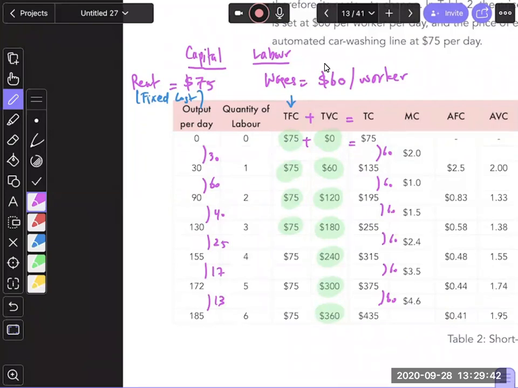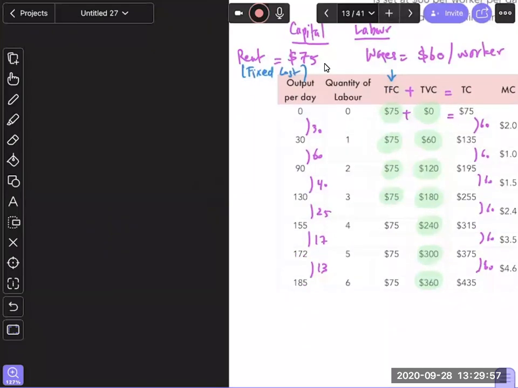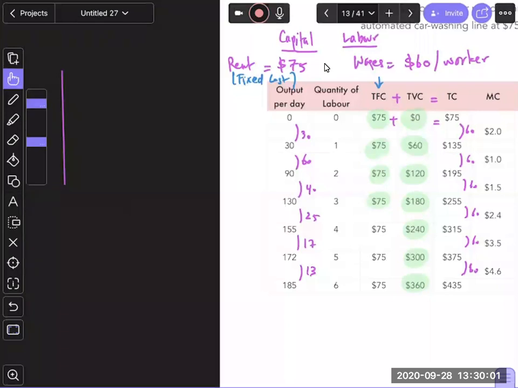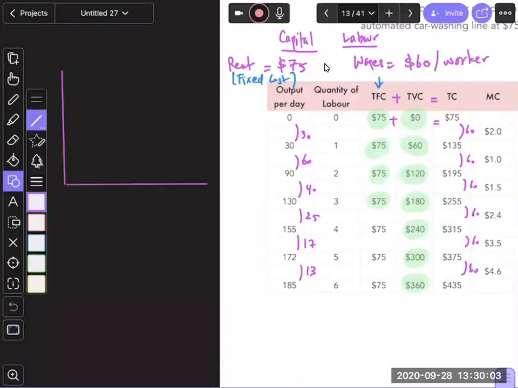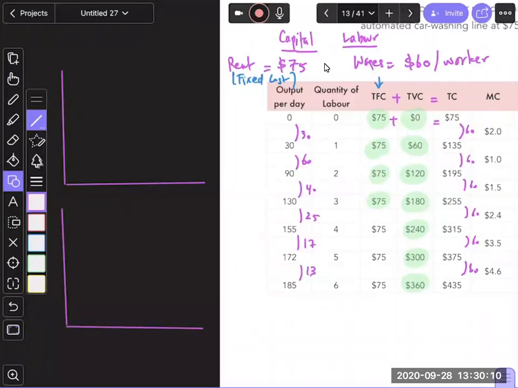I want to recap production, because then I want to link that up to our cost. A small recap of production is important when we are doing cost, because whatever happens in production will have an implication in cost.